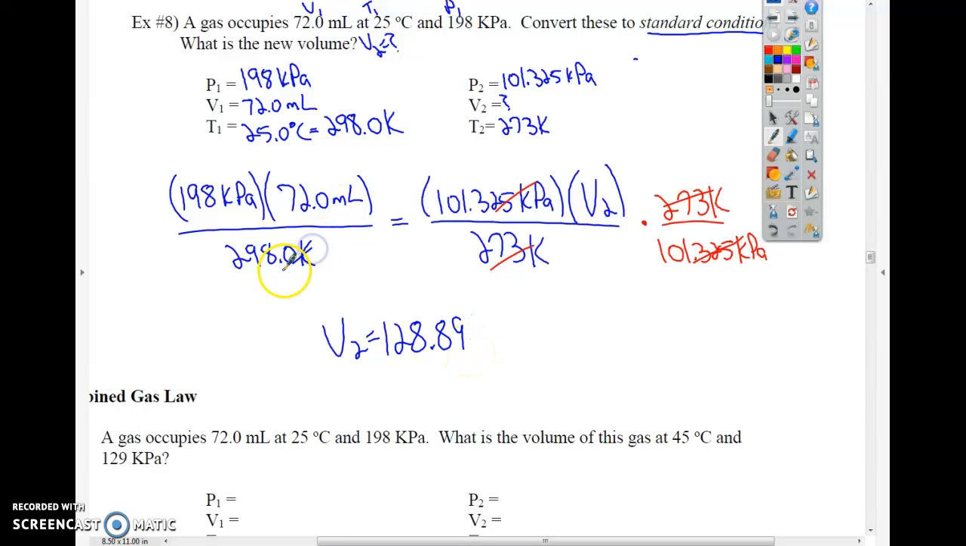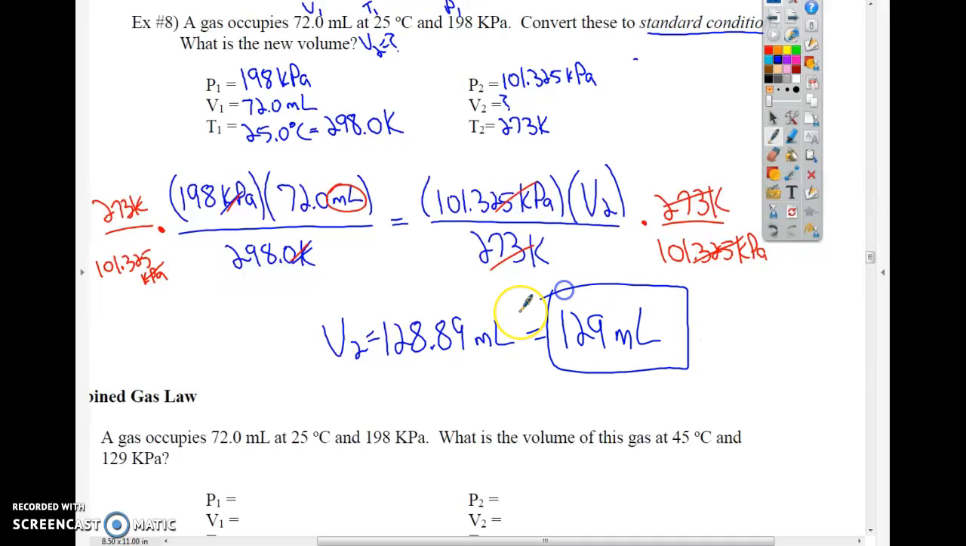The Kelvin and kilopascals will cancel out because what I did to one side, I have to do to the other. So multiplying by 273 Kelvin and dividing by 101.325 kilopascals causes those things to cancel out. The only thing that hasn't canceled out is milliliters, so my units are going to be in milliliters. Now that I have all this done, I just have to round it out. I look at the numbers I have up here, the least number of significant digits looks like 3, so I'm going to round my answer off to 3 significant digits.